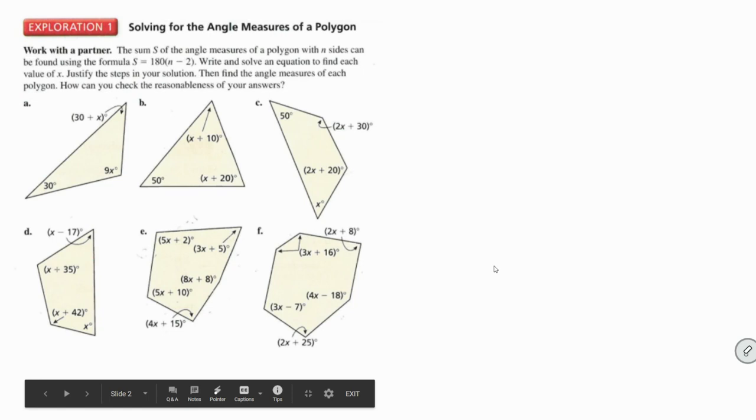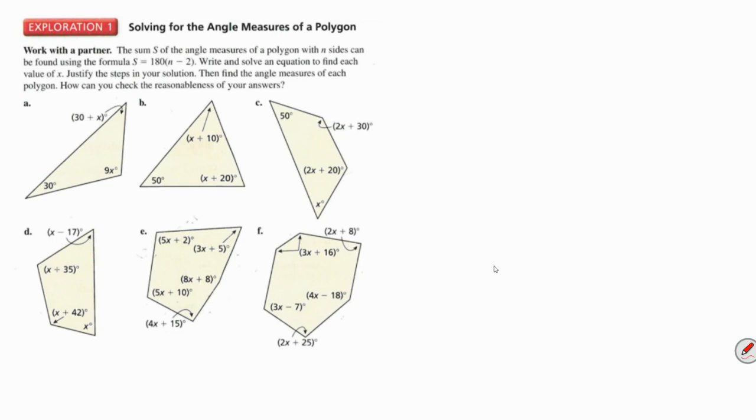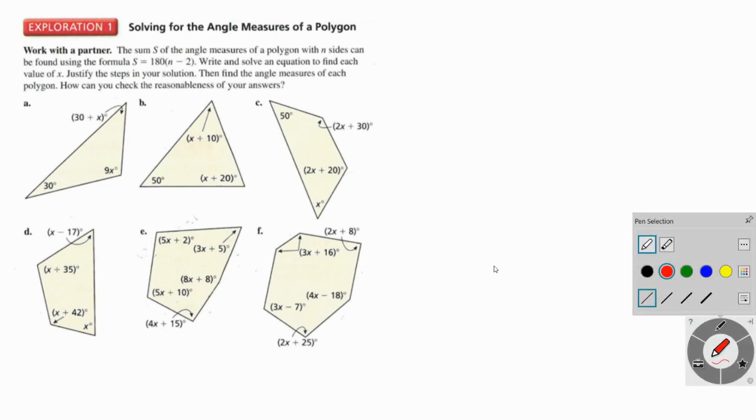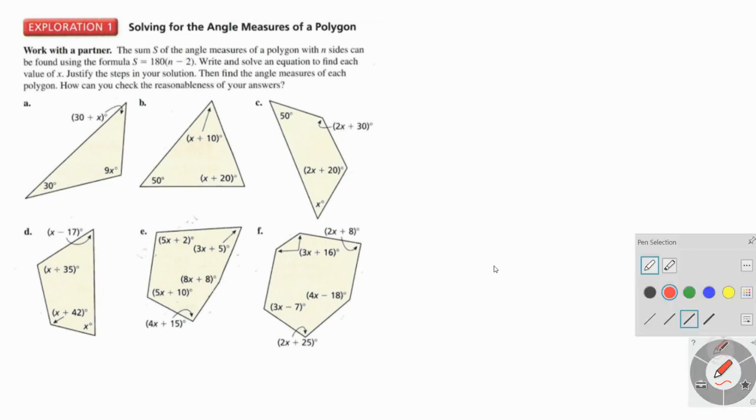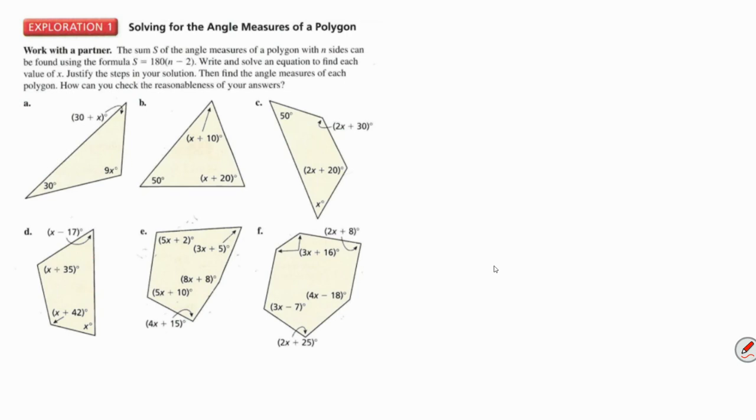Okay. For the first one here, let's go ahead and just pick a few of them to do. All right, let's pick C, let's pick D, and let's pick E. All right.